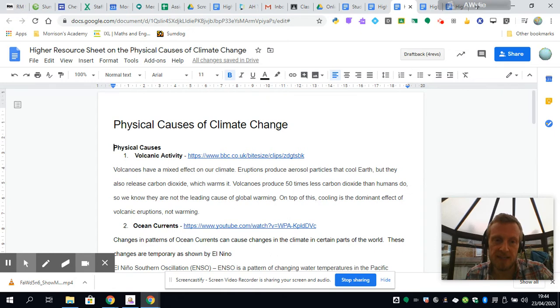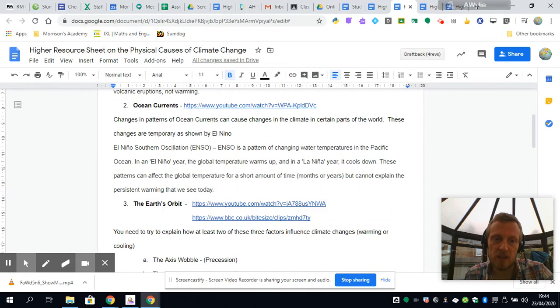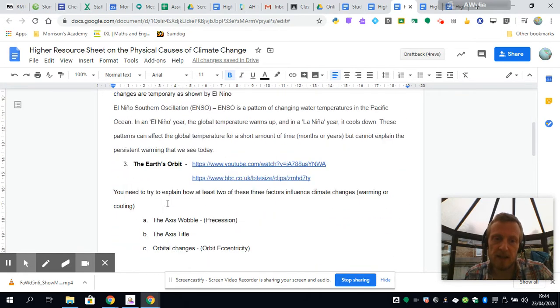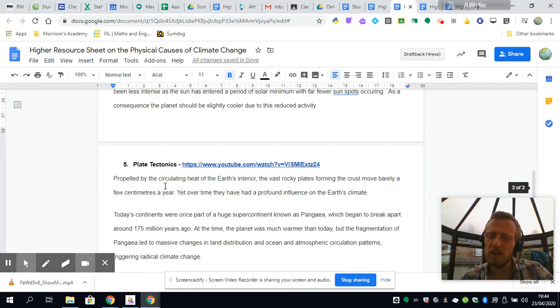And you've got a little bit of text there. And you then also have other physical causes like ocean currents, and you have the Earth's orbit, and specifically 3 aspects of the Earth's orbit: the wobble, the tilt, and the orbital changes. You have the sunspot and solar activity idea. And then lastly, one that we only touched on at National 5, and it's quite interesting because there's quite a lot going on, plate tectonics and how they affect climate change.